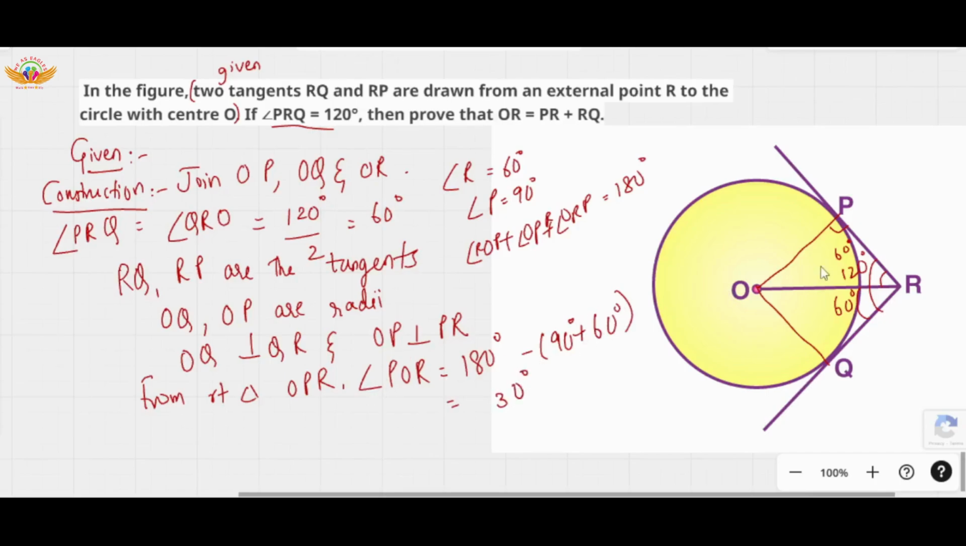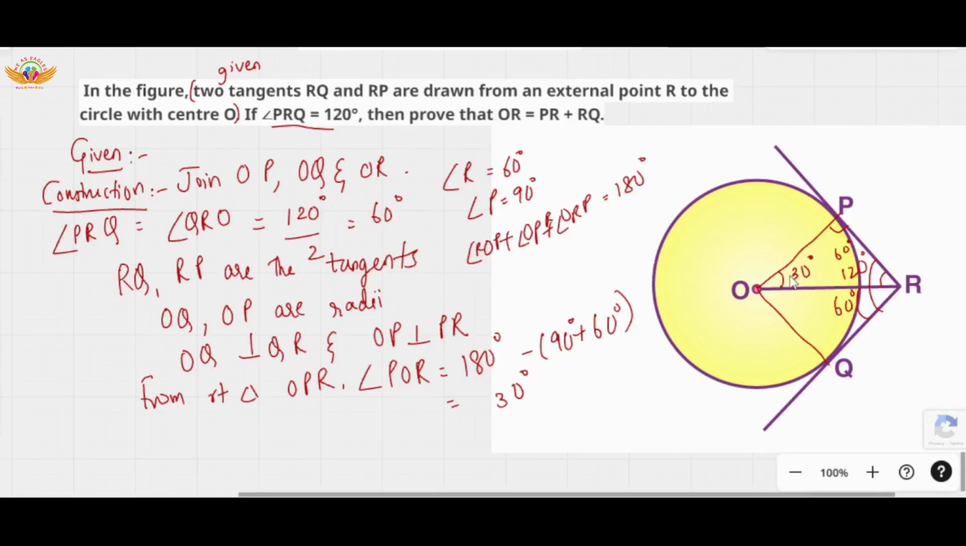So angle POR, POR means only this one, is 30 degrees. If it is POQ, the entire one will come. So I got half of the O as 30 degrees. Okay, done. So now what do I have to find out? Actually, we have to prove OR is equal to PR plus RQ.